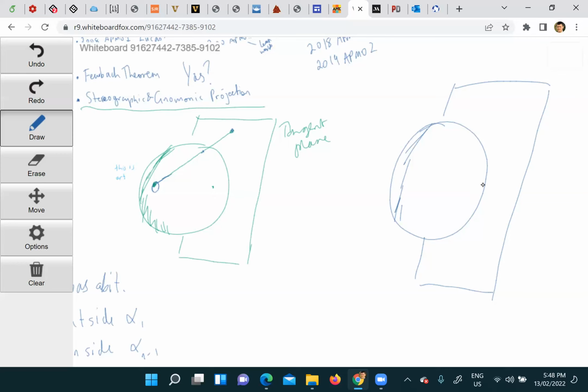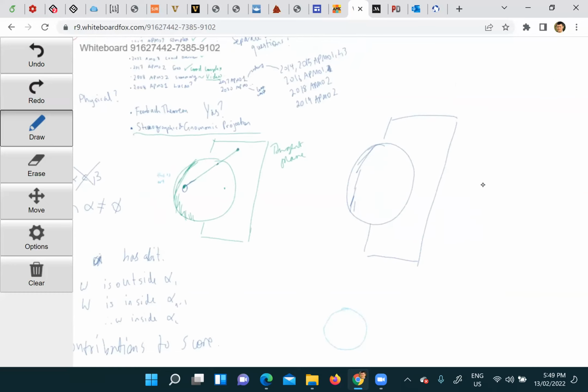Do you take the shortest distance? The projection is from the sphere onto the same plane, parallel to the tangent plane. It's kind of hard to imagine, but I see what you mean.